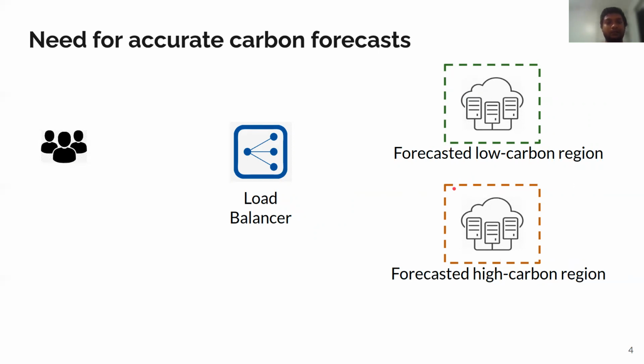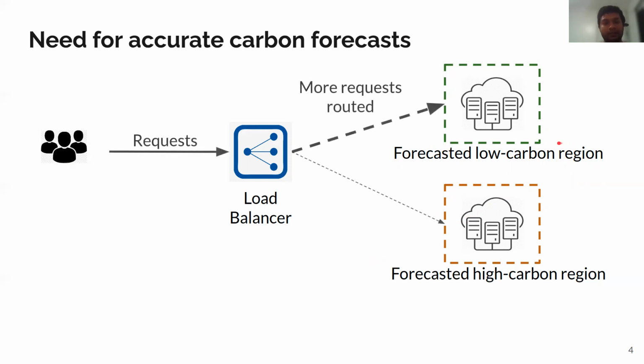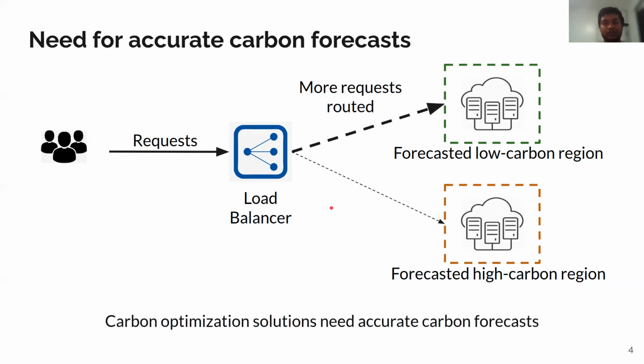Let's take an example. Let's say we have a system which has data centers in two geographically distributed regions, and we are able to forecast that one region will have lower carbon intensity values in the near future. Then we can configure our system in such a way that it routes more client requests to the low carbon region and hence reduces the overall carbon emissions. So carbon optimization solutions like these need accurate carbon intensity forecasts, and hence carbon intensity forecasting is an important problem to solve.